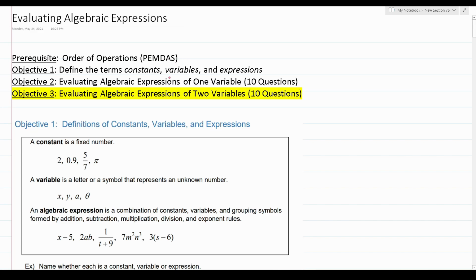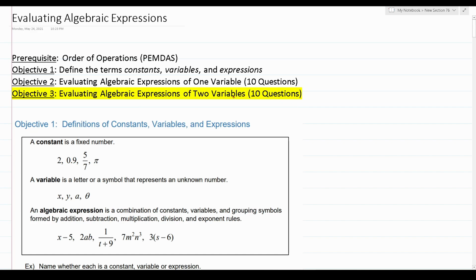Apart from that, I'll say this. There are 3 objectives in today's video. The first objective, as you can see, is to define some terms, notably the terms constants, variables, and expressions. After that, we're going to work on evaluating algebraic expressions that only have one variable. And then finally, we're going to work on evaluating algebraic expressions that have 2 variables.